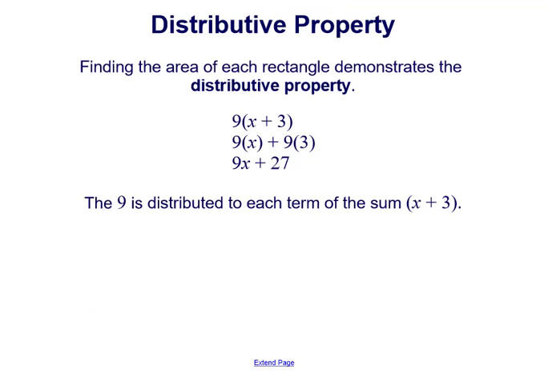So finding the area of the rectangle demonstrates this distributive property, showing that 9 times x plus 3 is the same as 9 times x plus 9 times 3, or 9x plus 27. Remember, 9 times x plus 3 was representing that one large rectangle versus looking at the area of the two smaller rectangles, but both were representing the same amount of area. But what happens is the 9 is distributed to each term of the sum x plus 3. It's multiplied with each of those terms in the sum, or inside the parentheses.